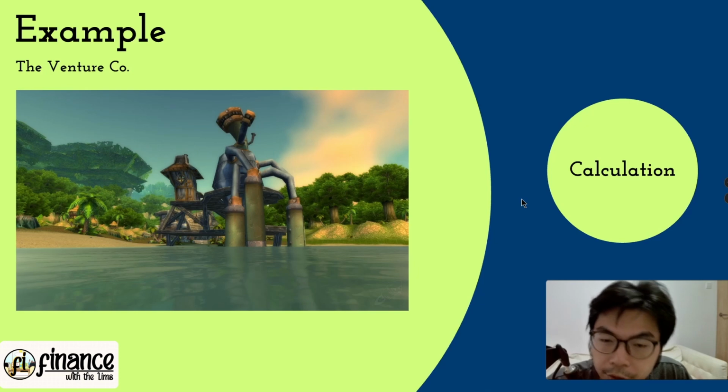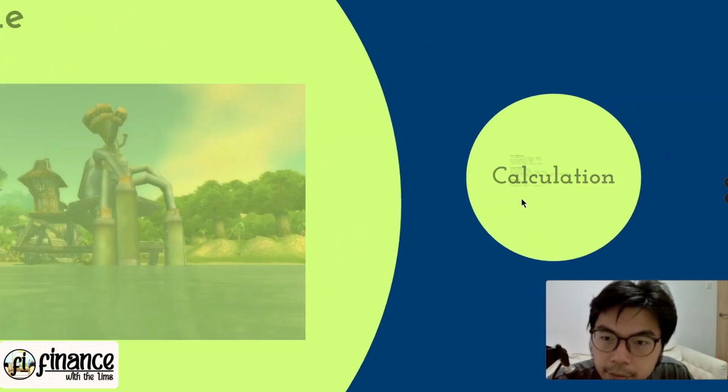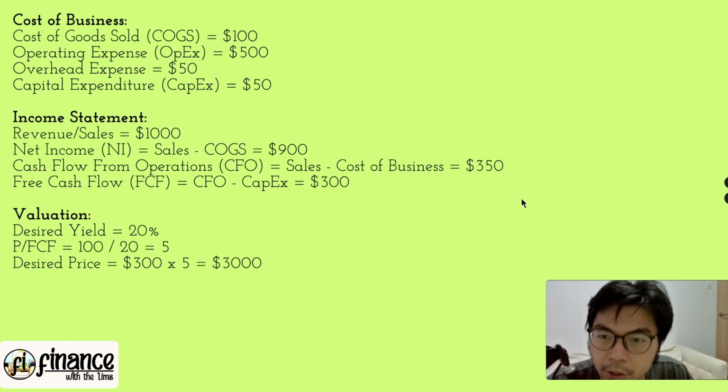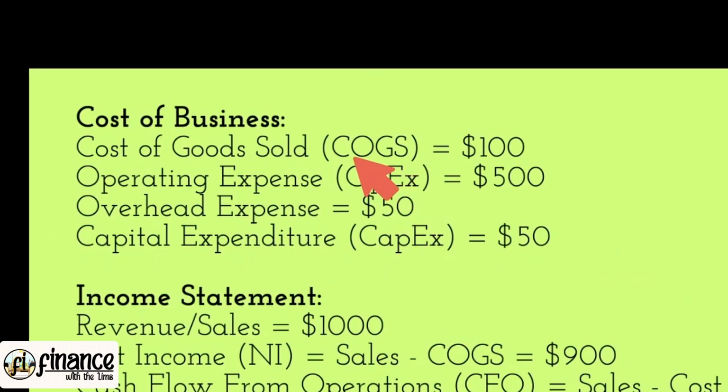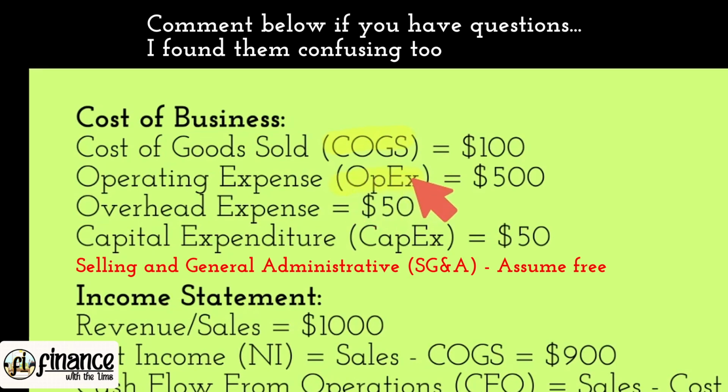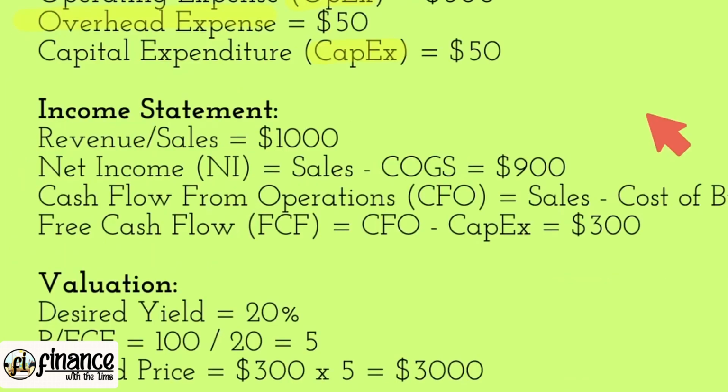Let's practice calculating free cash flow. Suppose you own the Venture Company, which is in the business of mining and drilling, extracting resources and selling them in the wholesale market. First, we need to calculate what the cost of business is. This includes things like the cost of goods sold, the operating expense, the overhead expense, and capital expenditure. Suppose this company brings in $1,000 worth of sales every year. We then calculate the cash flow from operations, which is the sales minus the cost of business. We then take the cash flow from operations, CFO, and subtract capital expenditure, things like the cost of investing in a new factory or equipment.